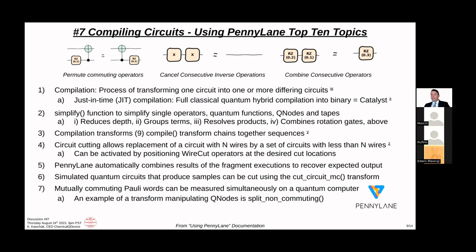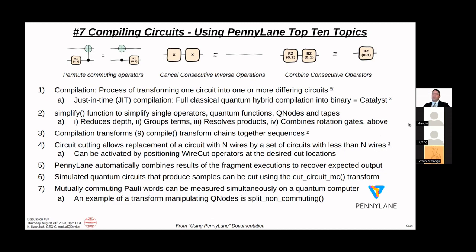So that's what compiling does: it basically turns it into machine code, or you're trying to get to that point where it's just running more efficiently on the actual machines. And then you have compilation transforms and circuit cutting. Circuit cutting is something you could get very creative with. They say it replaces a circuit with n wires by a set of circuits with less than n wires.